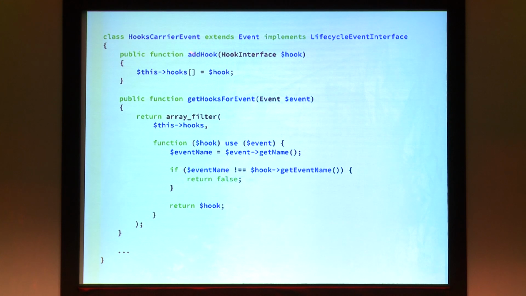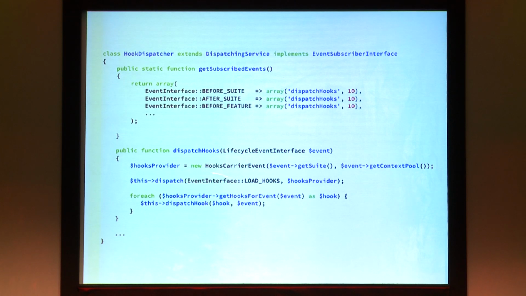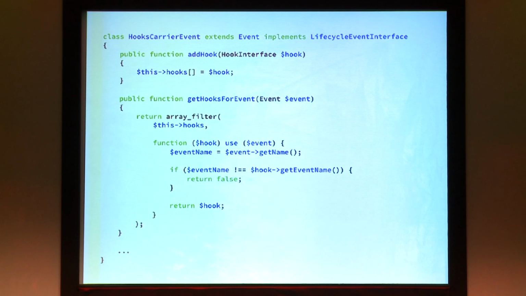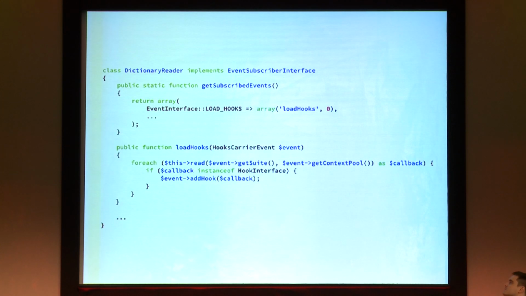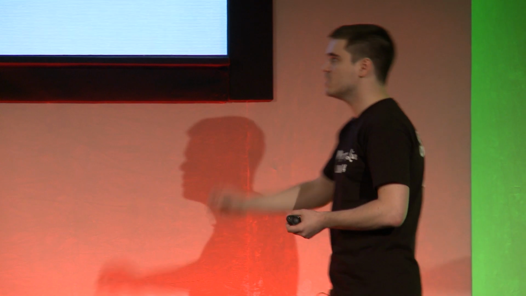Here's how the event looks. So anyone can make this call, add hook. Any listener can add hooks to this carrier, and then this guy can just get hooks for a specific event. So there is one listener inside event dispatcher, which actually listens to this load hooks event, and then basically reads through your context classes in BEHAT, reads through all the hooks, and adds them to your event, right? That's it. So it's a completely decoupled system, right? Both parts know about event, both parts know about event dispatcher, but that's as far as things go.